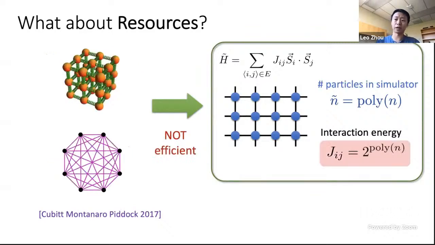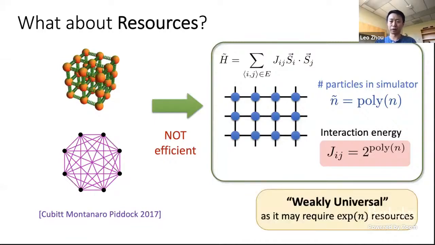On the other hand, if you have a target system that is, say, three-dimensional or worse, all-to-all connected, the analysis in this 2017 paper showed that the interaction energy required to simulate them with a 2D system scales exponentially. So we call these systems, which may require exponential resources in some cases, weakly universal.